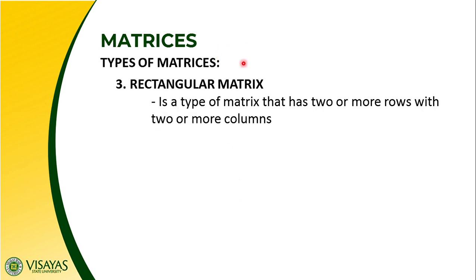Next, we have a rectangular matrix. So a rectangular matrix is a type of matrix wherein it contains 2 or more rows with 2 or more columns. For example, a 2 by 3 matrix such as this one, 2 by 3 matrix containing elements 1, 2, 3, 4, 5, and 6. So we also have other matrices wherein it belongs to the rectangular matrix, such as 3 by 2, 3 by 5, 4 by 6, 4 by 7, and so on and so forth.